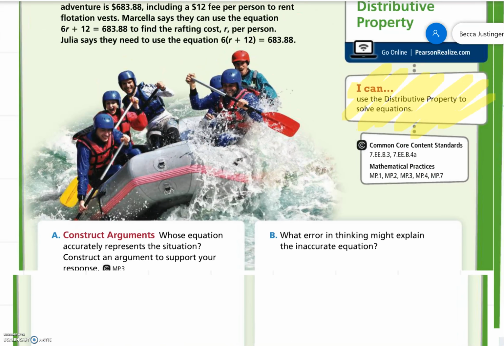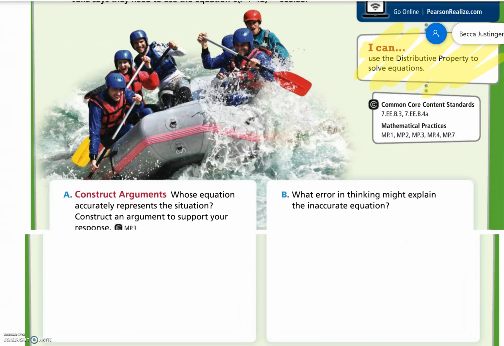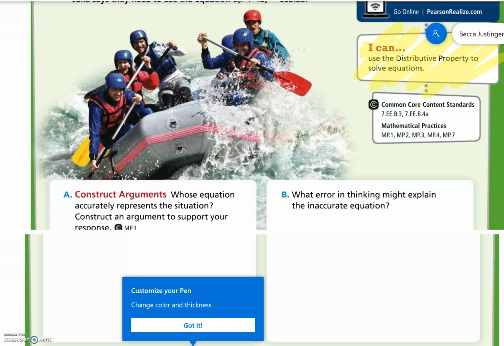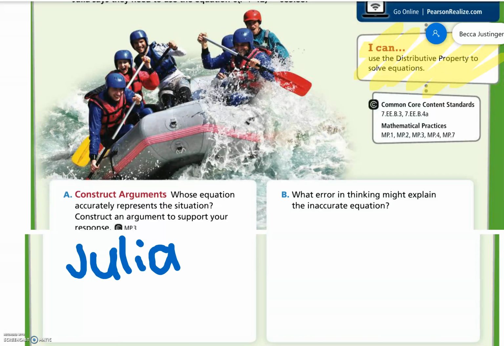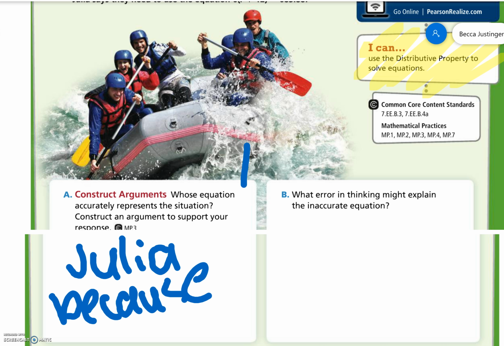Remember that the $12 fee to rent the flotation vest is per person. So we're not just going to pay $12 for all 6 people. It's going to be 12 times 6. So that tells me that Julia's equation is correct, because it's $12 per person.